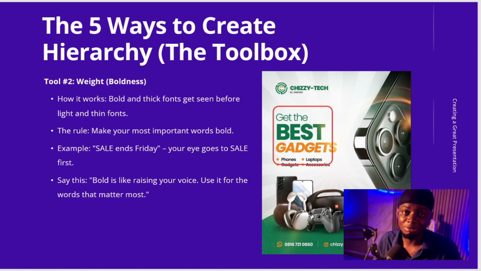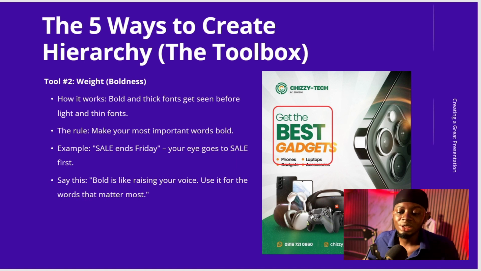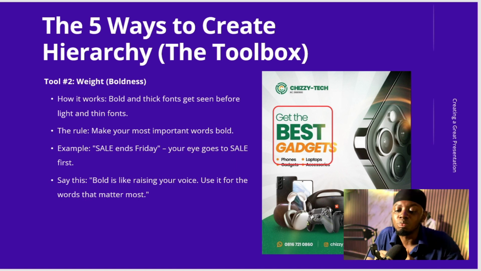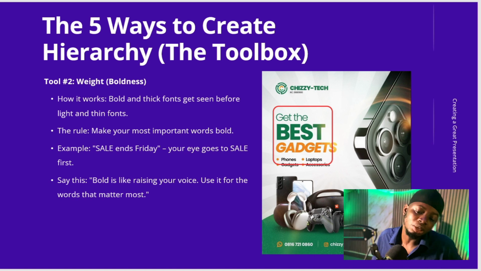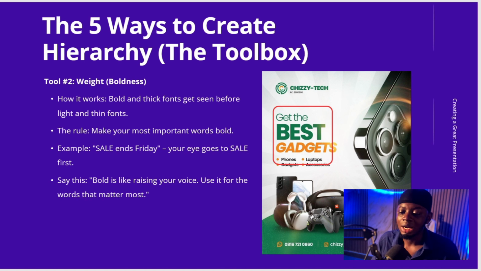What type of gadget are they buying? Are they selling? Then you go into searching more about what is on the flyer. So the rule is: make your important word bold. Example, you could write "Sales end Friday." Sales should be big and Friday should be big. So they make you understand that there is a sale coming up on Friday.